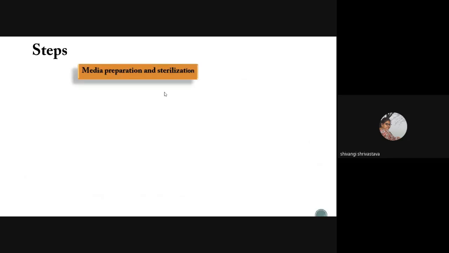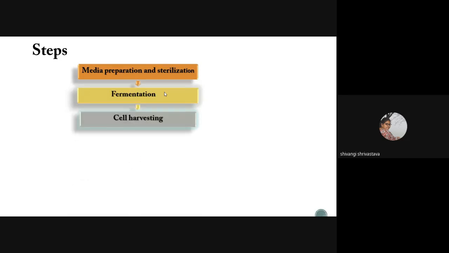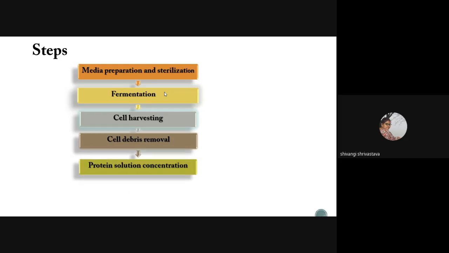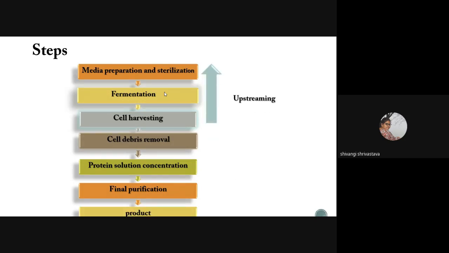When you produce a vector, then you prepare the media that is suitable for that vector or that organism. After that, fermentation takes place, then cell harvesting, and these three steps come in the upstream processes. After that, cell debris removal comes in the downstream processes, then protein solution concentration, final purification, and the last one is product. So our topic is purification of protein. So we should concentrate only on downstream processes, not upstream processes, because there is so much research and development on that. So we have to discuss only protein purification.